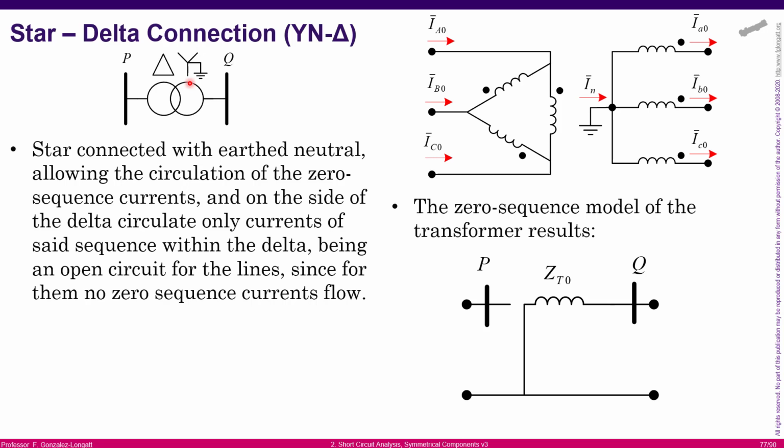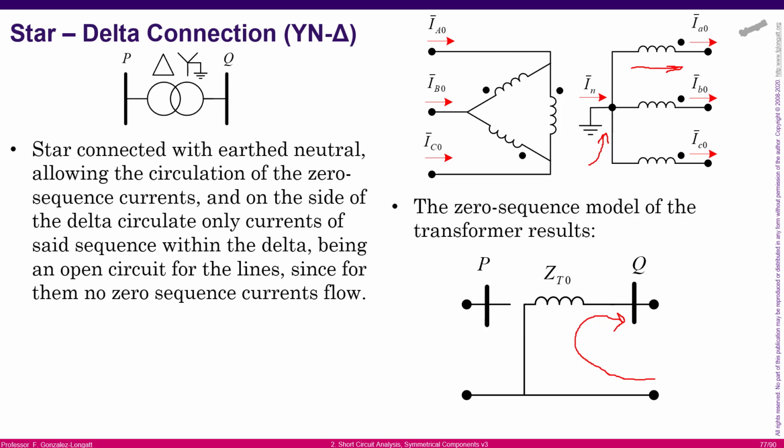What is the zero sequence model? Well, the star connection with the neutral point connected to ground allows the circulation of zero sequence components. What I'm trying to say is that in the low voltage side, in the star connection, yes, there is possibility of zero sequence currents. And that is what we are trying to simulate with this circuit here, saying that there is possibility of zero sequence current coming through the neutral point and going back to the line.